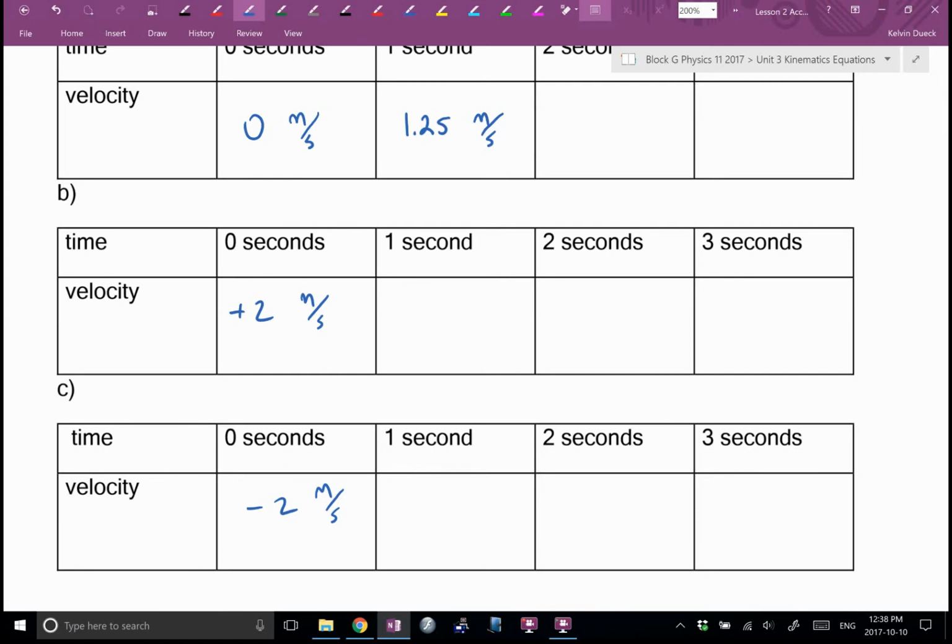What if I started going at +2 and I accelerated east, positive, at 1.25 meters per second squared? After 1 second, how fast will I be traveling if I start out going 2? I think you're right. Yep. I'm going to go positive.